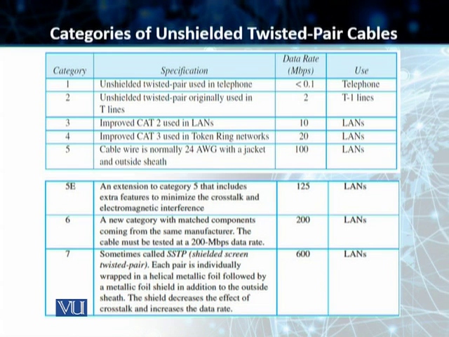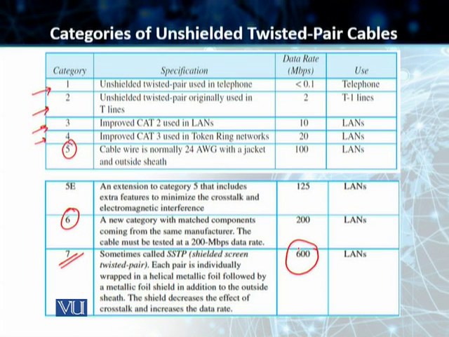Students, as you can see on the slide, we have got different categories, and these categories are given by Cat 1, Cat 2, Cat 3, Cat 4. Normally, what we use today is Cat 5 and Cat 6 for most of our local area network or LAN data communication implementations, but you also have some shielded screen twisted pair cable as well, and the data rates are humongous for this. Cat 7 actually carries up to 600 megabits per second.